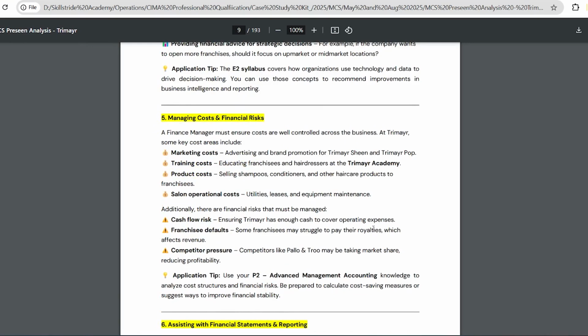Apart from that, you are very much responsible for managing cost and financial risk. Tremere incurs costs in various activities like marketing cost, training cost, and product cost. You are supposed to analyze these costs and suggest to Tremere how they can reduce these costs and improve their profitability. For this, you will require your P2 advanced management accounting knowledge.